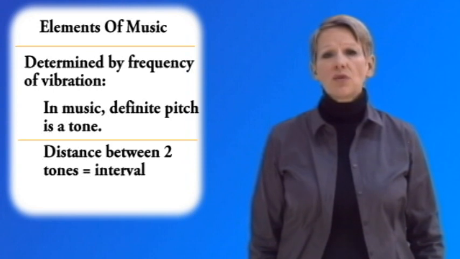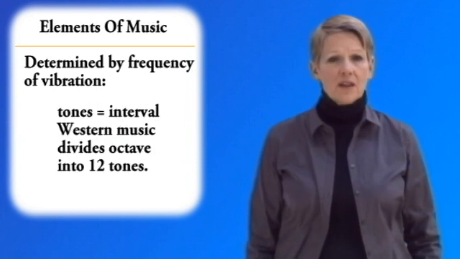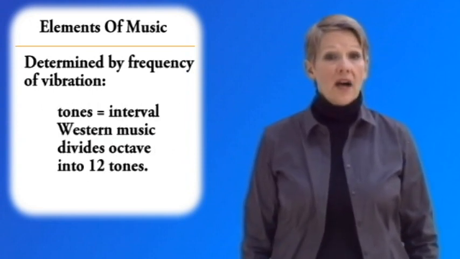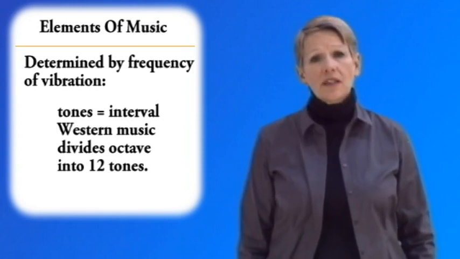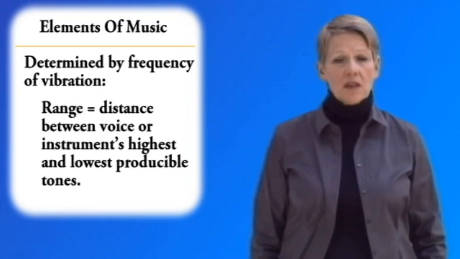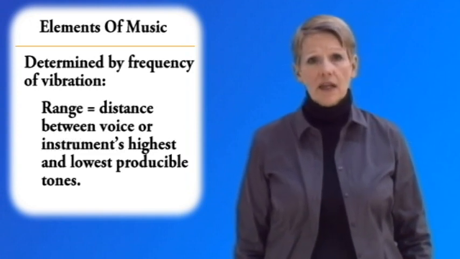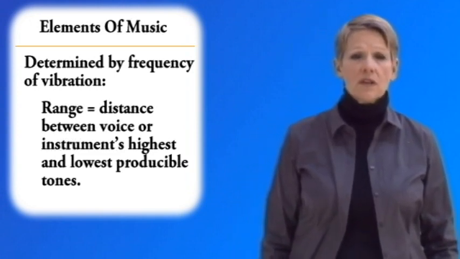Distance between 2 tones is an interval. Western music divides an octave into 12 tones. The range is the distance between a voice's or instrument's highest and lowest producible tones.